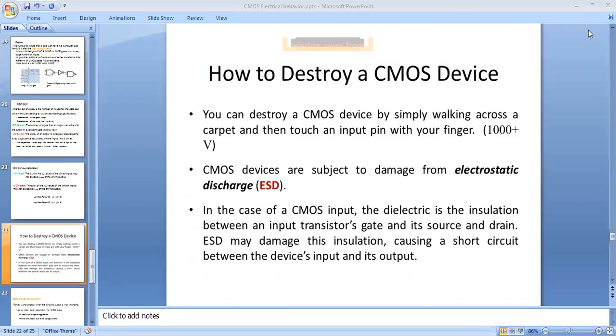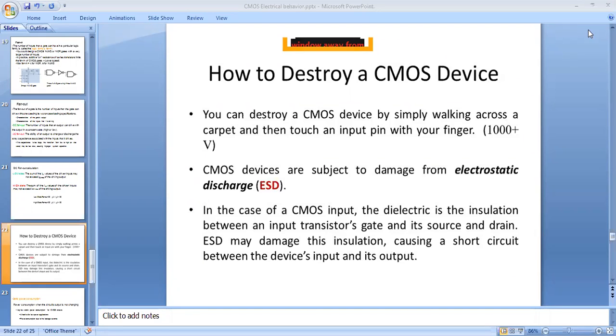Why is the capacitance effect formed? The gate acts as one type of electrode and the channel acts as one type of electrode. In between we place silicon dioxide, which acts as a dielectric medium. So totally, at the input side we have some capacitance effect.